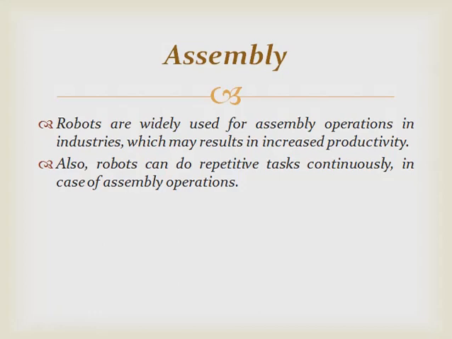Assembly. If I talk about assembly, in any manufacturing system or production system, whatever parts you have produced, you need to assemble them in a sequential manner. So robots are widely used for assembly operations in industries, which may result in increased productivity. Also, a robot can do repetitive tasks continuously. It will be doing a repetitive task continuously in the case of assembly operation. So this will be a very big advantage as we compare with the normal man.